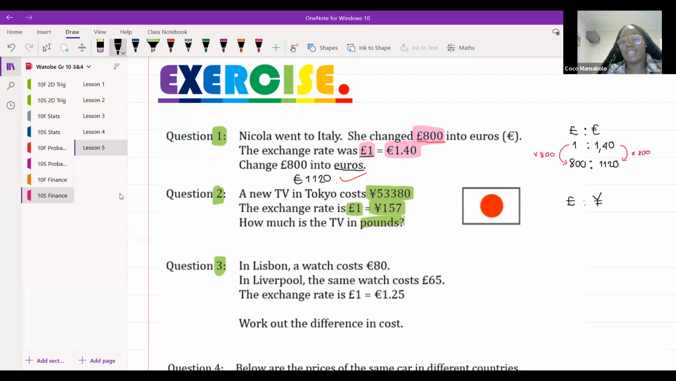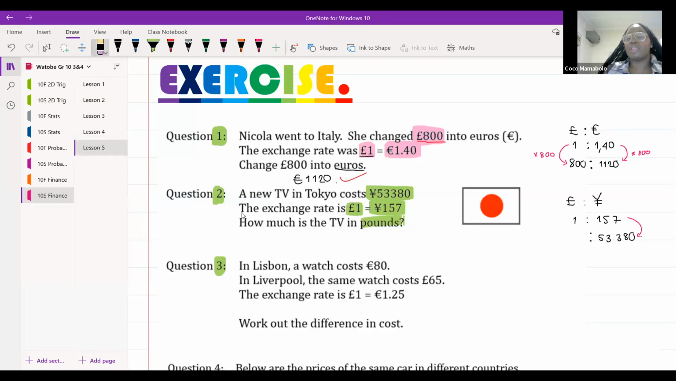Correct, that's it. Yes, Danvir. Yusuf, on point. So we know that this is going to be 1 is to 157. For every £1, we get 157 yen. Correct. Now over here, I've got 53,380 yen. So I need to figure out, how did I get from 157 to 53,380?